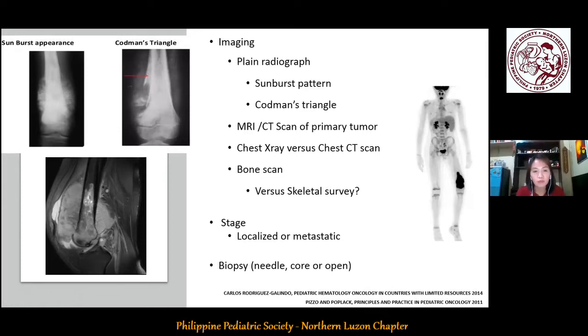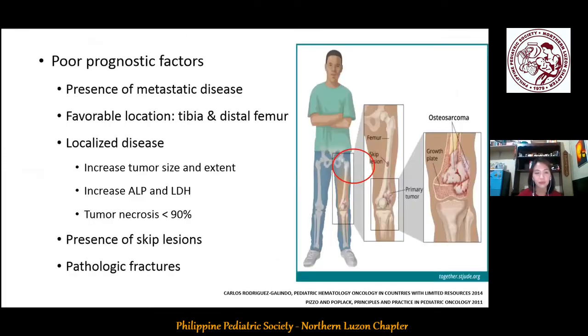Okay, so once we have finished with all the imaging, we can now stage our patient to having a localized or metastatic disease. Although high index of suspicion for osteosarcoma can be exceedingly high based on radiograph alone, biopsy of the primary tumor for pathologic confirmation of the diagnosis is required. The most important adverse prognostic factor is the presence of your metastatic disease.